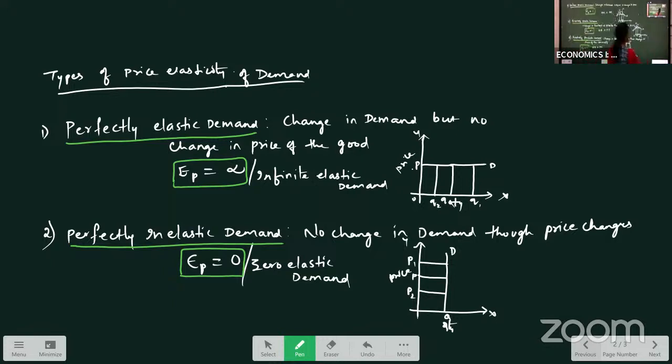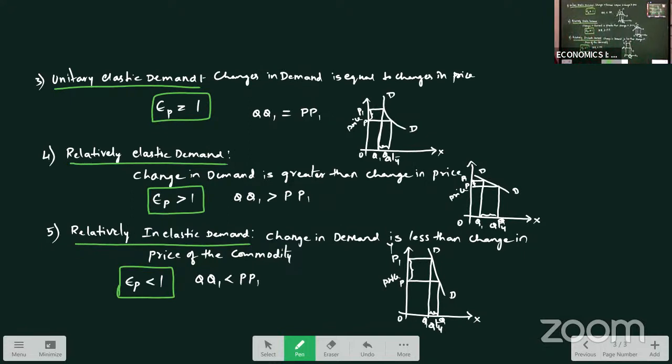Types of price elasticity: unitary elastic demand, elasticity equals 1; relatively elastic demand, elasticity greater than 1; relatively inelastic demand, elasticity less than 1. So for 2 marks, you have to write these points. Like if they ask for an example, relatively elastic demand: relatively elastic demand means changes in demand will be greater than change in price. So elasticity is greater than 1 and you have to draw the graph.